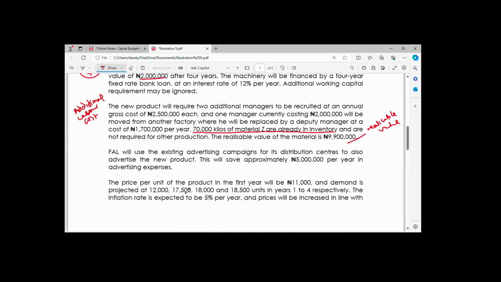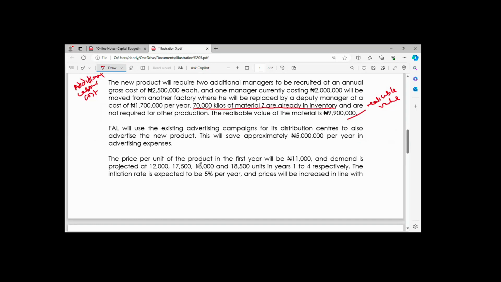All right. If we use the existing advertising campaigns for its distribution centers to also advertise the new products, this will save approximately 5 million naira per year in advertising expenses. That information is not relevant for anything. The price per unit of the product in the first year will be 11,000 naira, and demand is projected at that. Here I can see selling price, and then units. Okay.